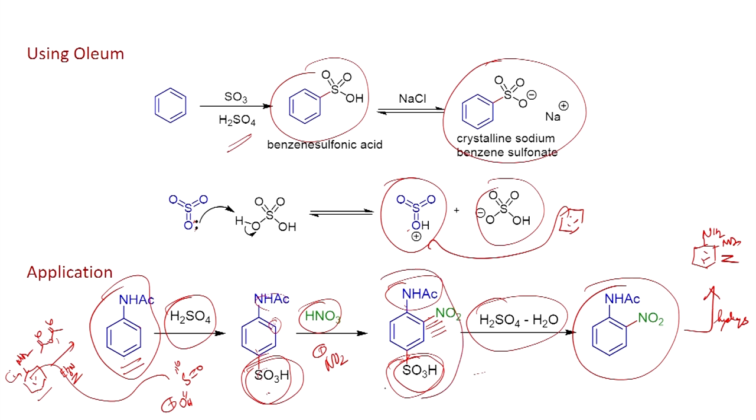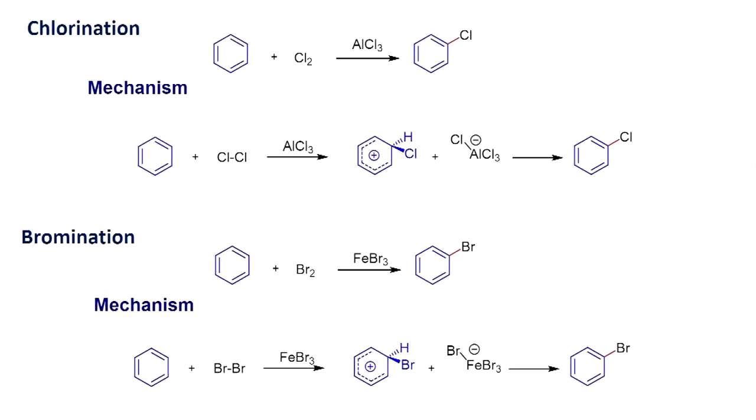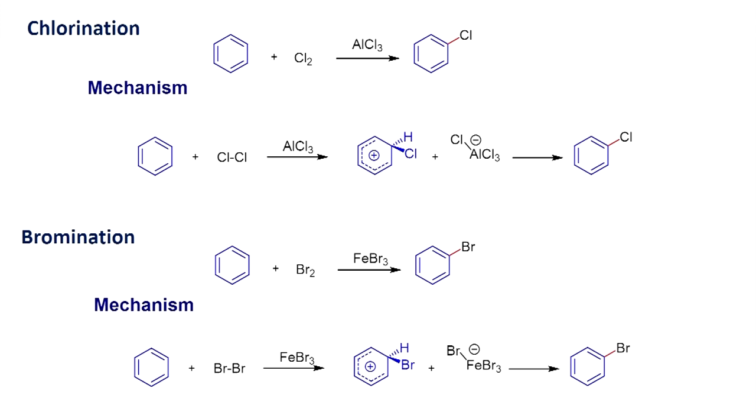Once you form this one, now you can try to do desulfonation, and you can end up with this ortho nitro derivative. Once we have this one, you can do hydrolysis, remove the acetyl group, you can get this ortho nitro aniline as the product. So far we have seen the nitration and sulfonation reactions. Now let us look at the halogenation reaction.